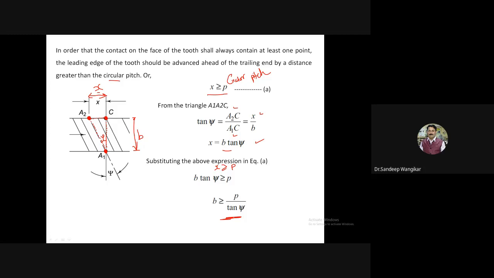Okay, so assuming that this content is over, now we have arrived up to b is greater than or equal to p divided by tan of psi. Now we have a relation here between mn, which is the normal module, and m, the transverse module. mn is equal to m upon cos psi. This we have already discussed. Now we have arrived up to p divided by tan of psi.